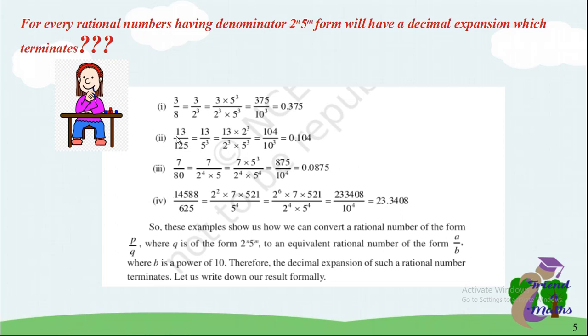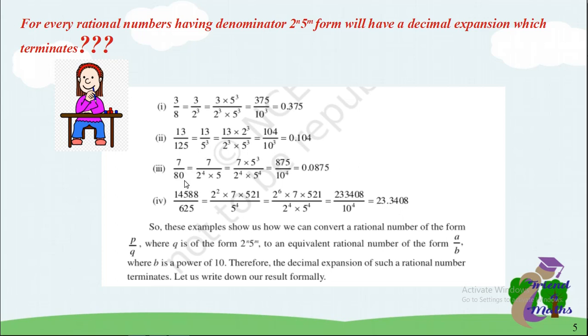And next is 13 by 125, which is equal to 13 by 5 cube. In order to get a power of 10 in the denominator, we have to multiply the denominator by 2 cube, and then multiply the same in the numerator, and we get 104 divided by 10 cube, and the decimal expansion is 0.104, which terminates.